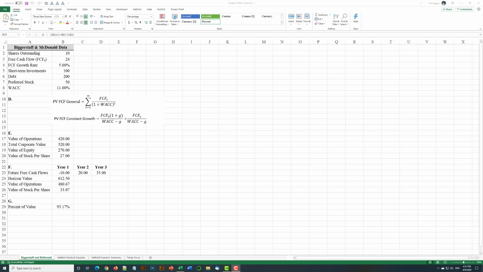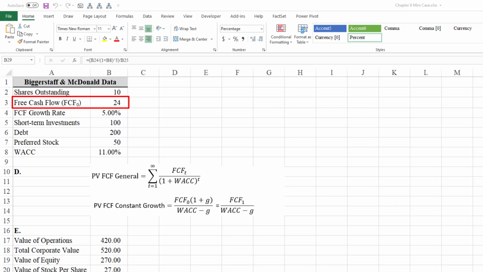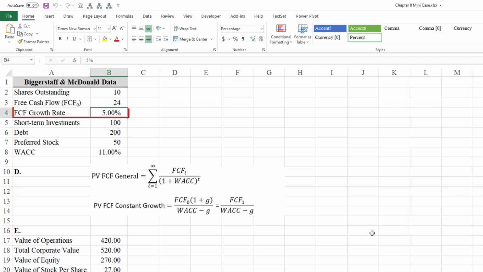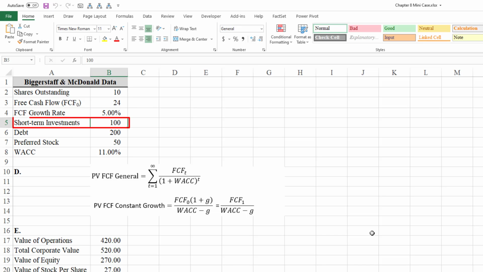Now, your employer is also considering purchasing Biggerstaff and McDonald, and this company currently has free cash flow of $24 million, which is expected to grow at a constant rate of 5% per year. So I've got my constant growth rate. And the financial statements report short-term investments. Now remember, this is the non-operating assets of the firm, and so we're going to take that right off of the balance sheet. They have debt of $200 million and preferred stock of $50 million. And the weighted average cost of capital is 11%.